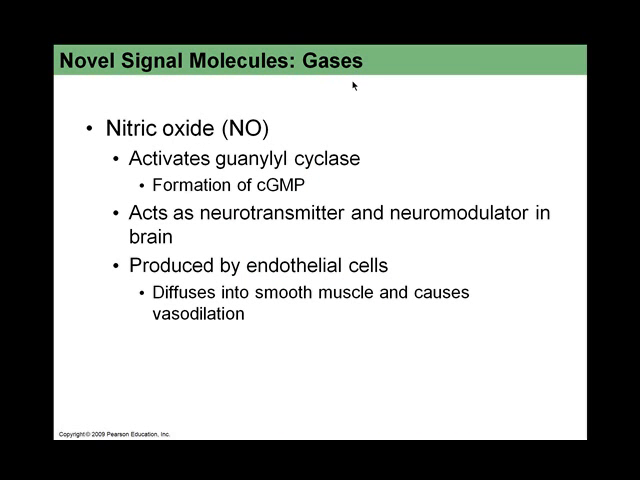Some of these novel signal molecules are gases, like nitric oxide. So the nitric oxide activates guanylyl cyclase and leads to the formation of cyclic GMP, and it acts as a neurotransmitter or neuromodulator in the brain. It also has tremendous vascular effects produced by the endothelial cells, and it diffuses to the nearby smooth muscles in the wall of the blood vessels and causes vasodilation.